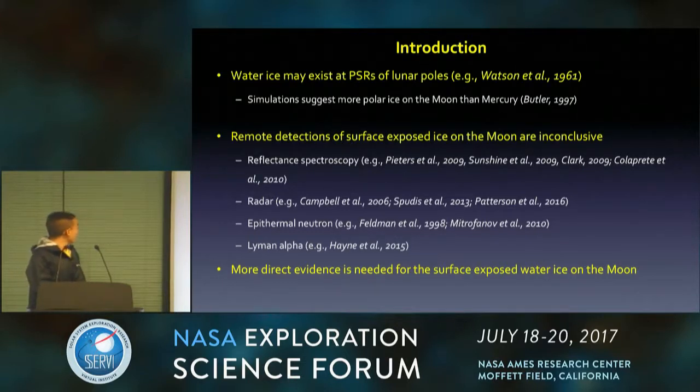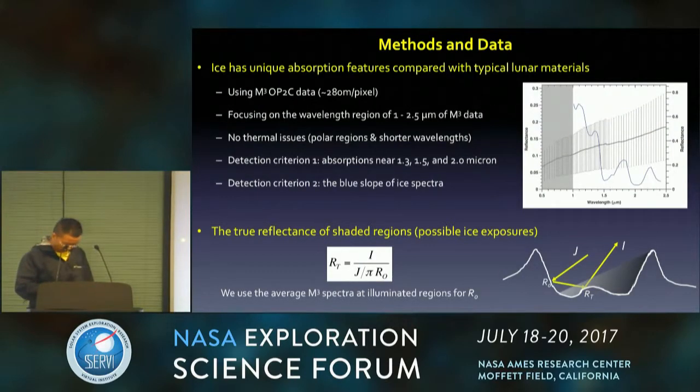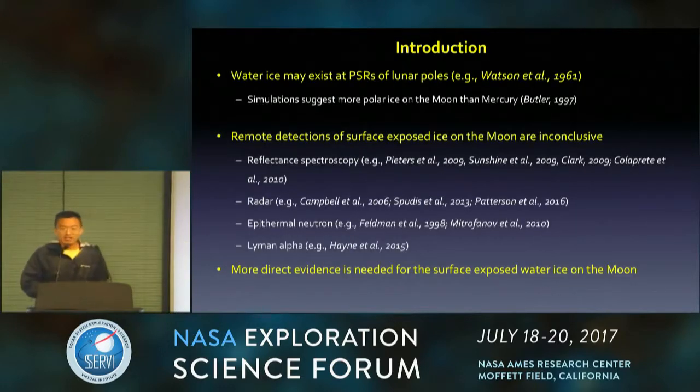For example, studies using reflectance spectroscopy are either complicated by other H-bearing species such as hydroxyl, or the water feature seen could be either buried ice or surface ice, or it could be contamination. And also the observations from radar are very contradictory.